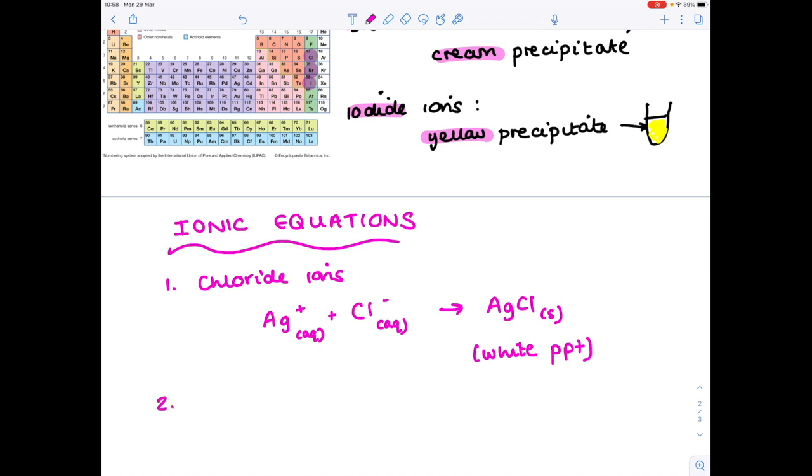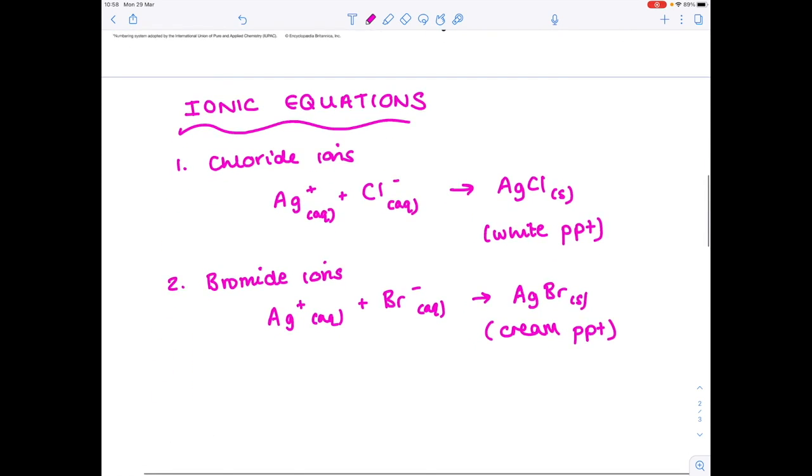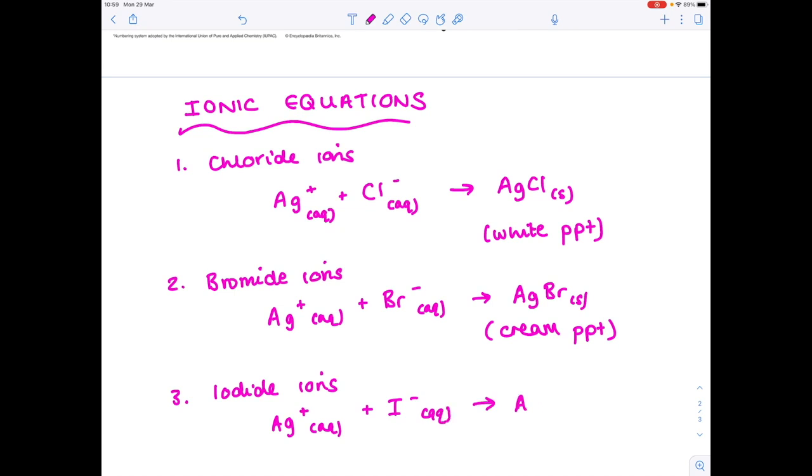If we take our silver ions and we add them to bromide ions, also in aqueous solution, we're going to make solid silver bromide, which we know is a cream precipitate. And then lastly our iodide ions, which we're going to add to silver again. And our final solid is silver iodide, which is a yellow precipitate.